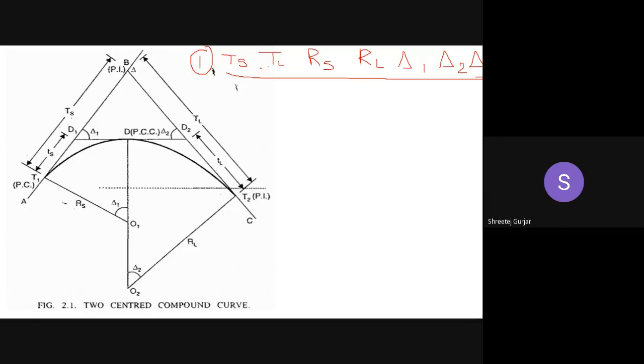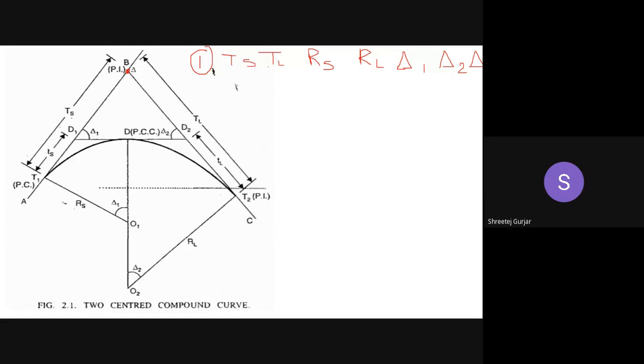Usually they will give you any 4 among these. Any 4 of these will be given, and the rest of the 3 you can calculate easily. We have learned 5 cases, and you can apply those cases depending upon which variables are given to you. You can calculate all these particular elements. So the first step is calculation of all these elements. Once you calculate all these elements, the next thing you have to do is, you know this particular length TS and TL. Now once you have calculated TS, TL, RS, all these things, you know this particular point B.